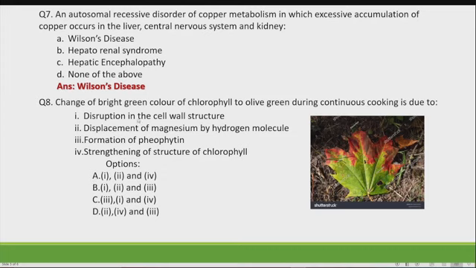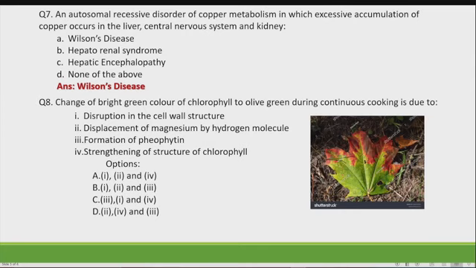So what happens in the change is that first the cell wall will get disrupted, then there will be a displacement of magnesium by hydrogen molecule and formation of pheophytin will occur. This pheophytin is responsible for the chlorophyll changing to olive green color. Here I have given a picture of a leaf for a better understanding. We all know the leaf is very rich in chlorophyll.